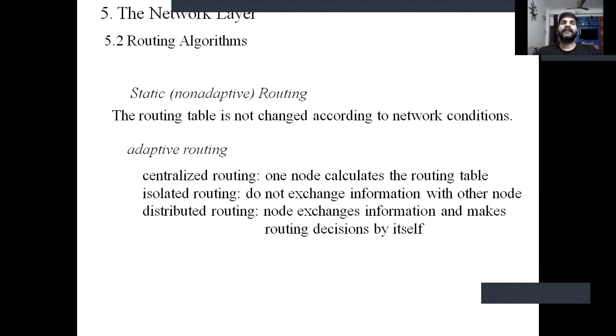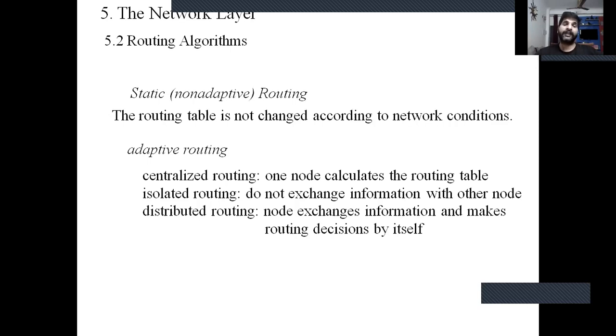So the network layer uses different types of routing algorithms, and these routing algorithms are divided into two categories. First, static routing algorithm, which is also known as non-adaptive routing algorithm. And second, dynamic routing algorithm, which is also known as adaptive routing algorithm. In a non-adaptive routing algorithm, the routing table is not changed according to network condition.